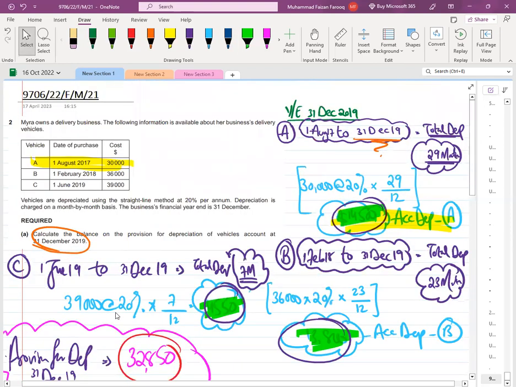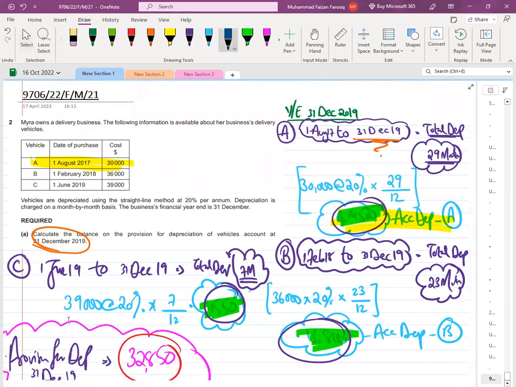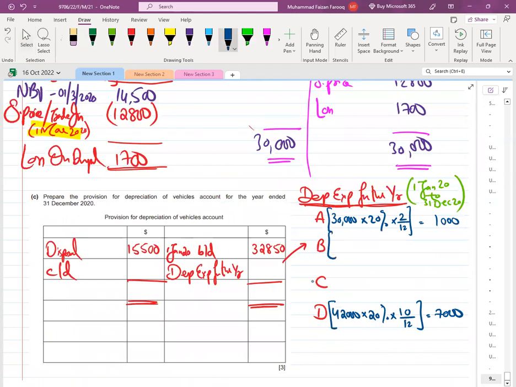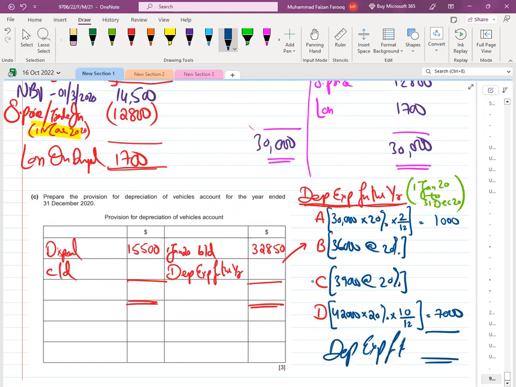Means they are with us. 36,000 and 39,000 was the cost respectively. We didn't sell them, no information, so full year depreciation will be charged. Can you help me with the answers, please? 7,200 and 7,800. The total is 23,000.